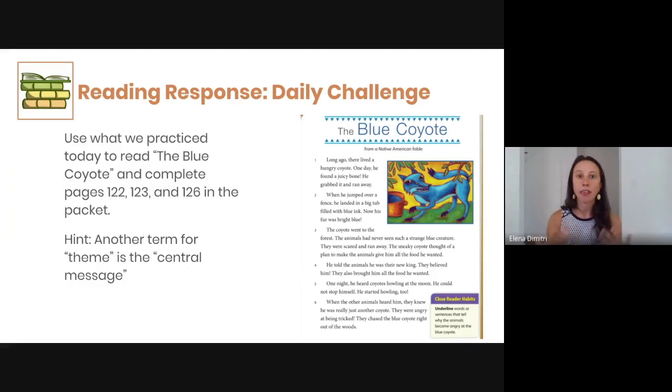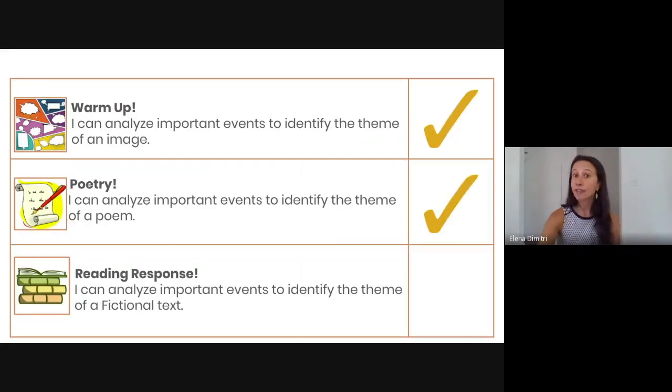It's all about theme. Now, in this packet, I just want to give you a hint. Sometimes instead of saying theme, they use the word central message. So central message is the same as theme. It's just another word for it. And after you complete your reading response, you will finish the last learning target.